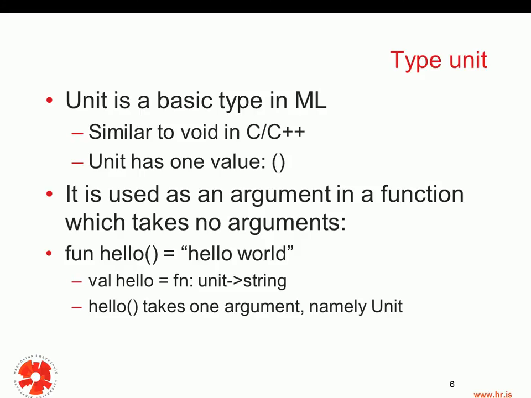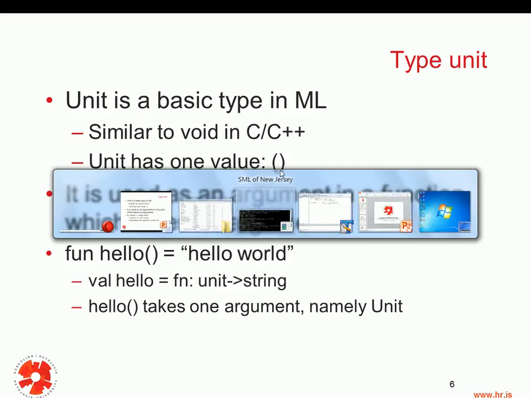Now, there is one type that we haven't talked about. We have earlier talked about the basic types in the language like int and char and bool, and then we have talked about ways of building more complex types out of the basic types. Like functional types, product types, and list types. So there's one more type that we haven't talked about, which is called unit. It's also a basic type in the language. It's really similar to void, or we can think of it like a void type in C or C++. But actually unit has one value. Unit has the value open parenthesis, close parenthesis.